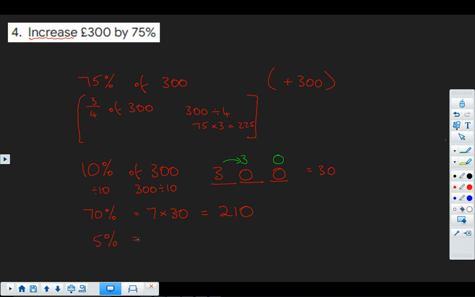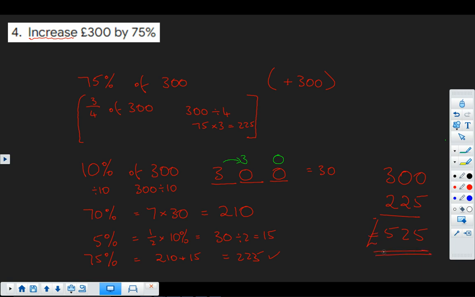And 5% we can work out as half of 10%. So that's half of 30, which is 15. So our 75% is 210 plus 15, which is also 225, and we've got that up here as well. Now it's an increase, so we need to take our starting amount, 300, and add our 225 to that. So that's 525.